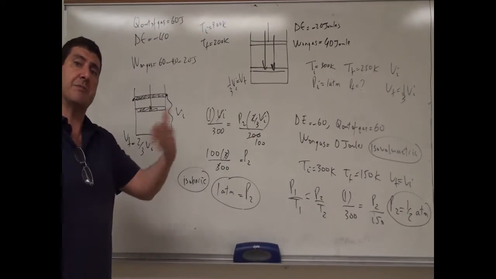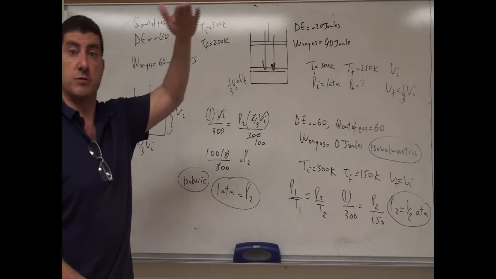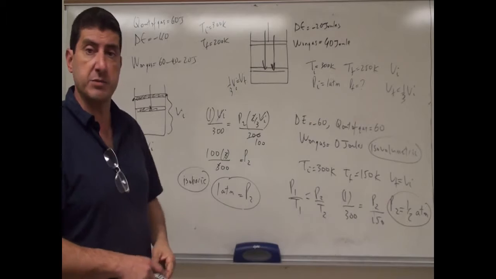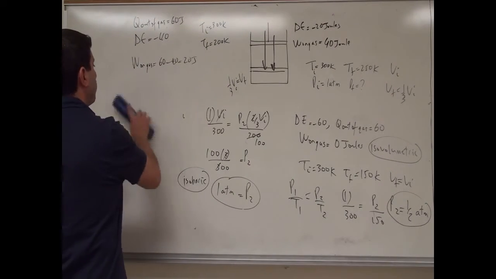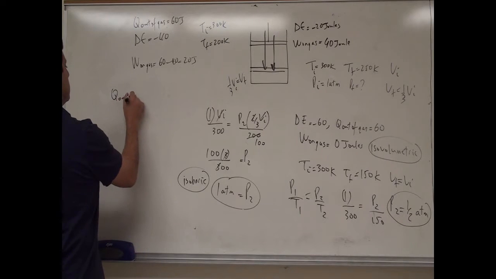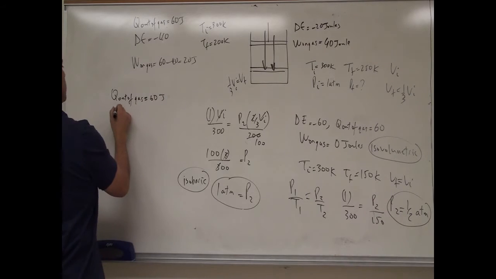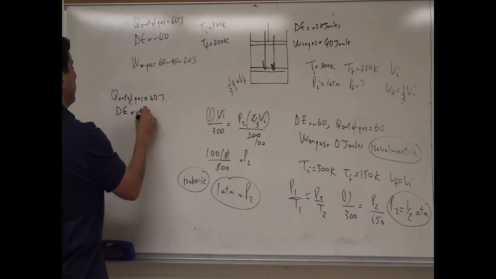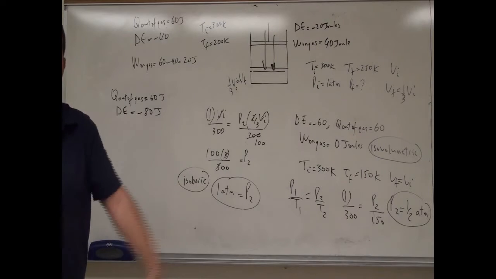Is it possible that the opposite happened, that the piston actually moves up? Well, you could possibly have that situation. So what would happen there? Then the Q out of gas is 60 joules, and the change in internal energy is negative 80 joules. More change in internal energy than Q out of gas.